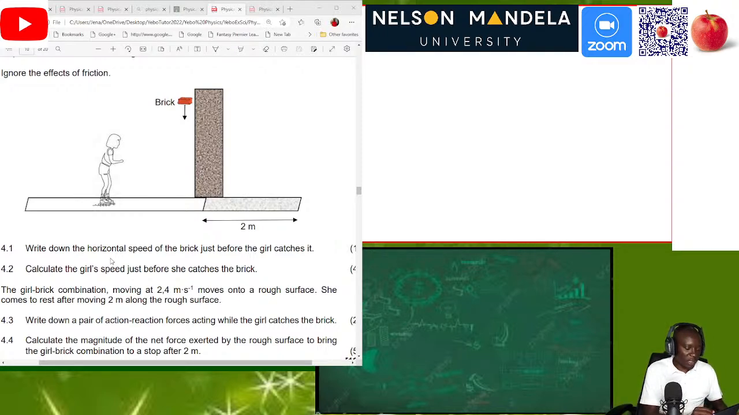So now for the horizontal, we have the mass of the girl times the velocity of the girl plus the mass of the brick times the initial velocity of the brick. Then the total final momentum is the mass of the girl plus the mass of the brick combined, moving at a velocity v2. Remember, we call v2 the combined velocity. So the total momentum there is mg times v2 plus mb times v2. They are both moving at a velocity v2.